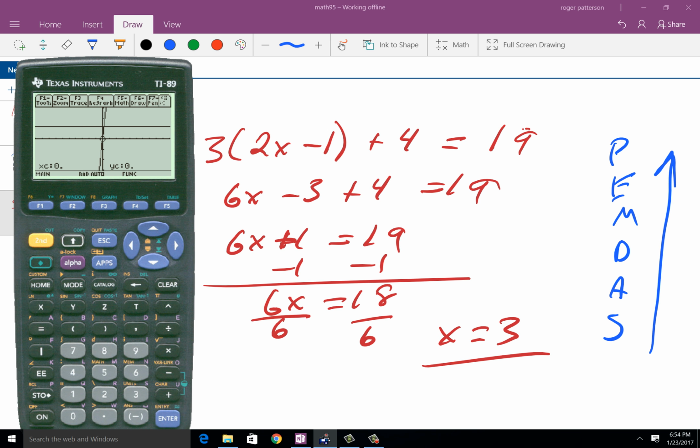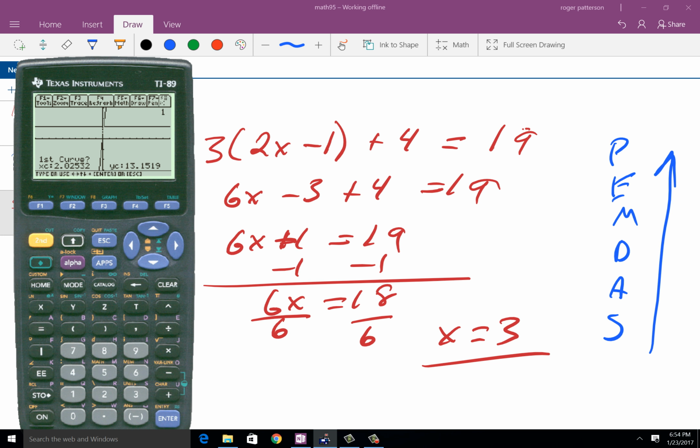So that's under math. On the top of the screen, you see where it says math? We're going to push F5 for math. Alright, you should get a menu that looks like this. Which one of those options do you think you want? Intersection. Because we're looking where those lines cross. So I'm going to pick intersection.